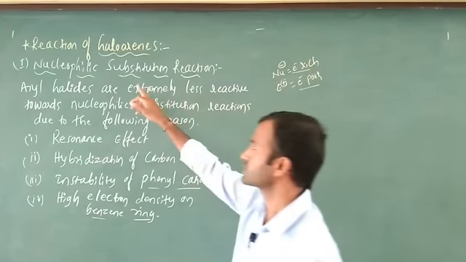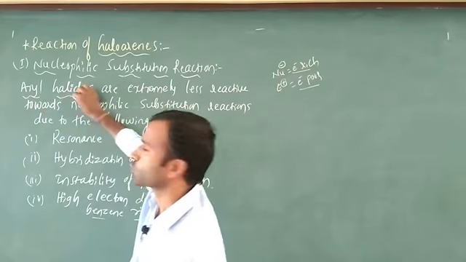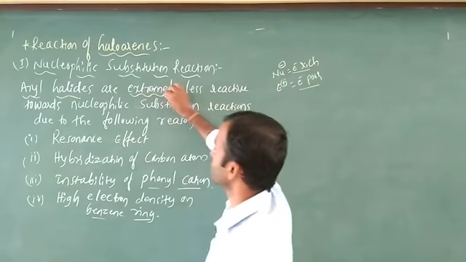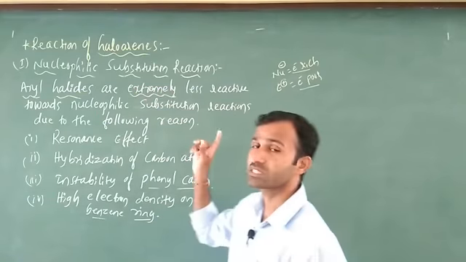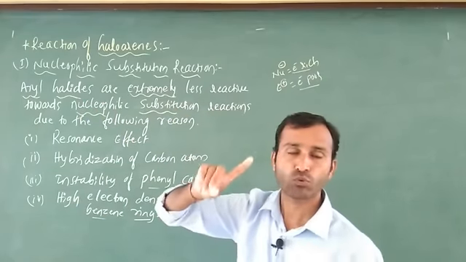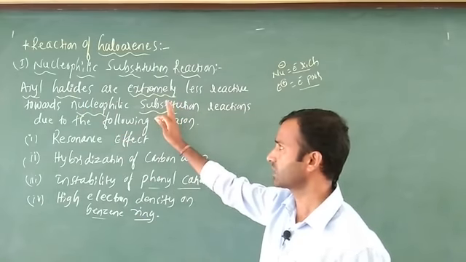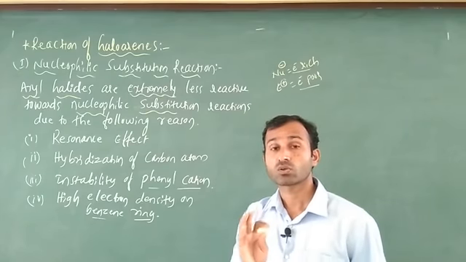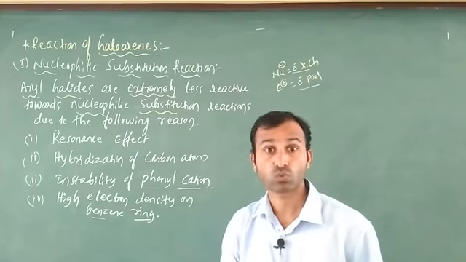In the nucleophilic substitution reaction, aryl halides, meaning chlorobenzene, bromobenzene, iodobenzene, are extremely less reactive towards nucleophilic substitution reaction. This is the most important point. In the PU board they are going to ask this type of question directly, as a give-reason question: aryl halides do not undergo nucleophilic substitution reaction, give reason. They are going to ask a 2 to 3 marks question.